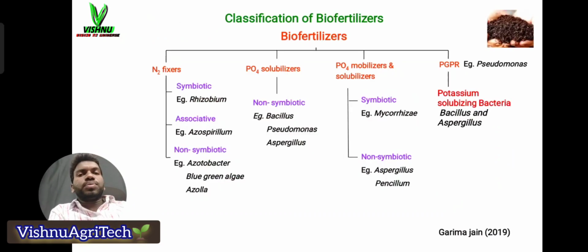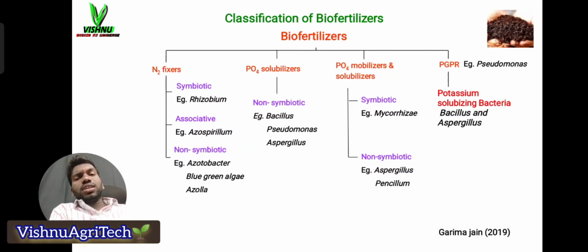And next, classification of biofertilizers. Go through the references; sometimes we will get some more classification. Now we are going to see only 5 or 6 types of biofertilizers. Here: nitrogen fixers, phosphorus solubilizers and phosphate mobilizers, plant growth promoting rhizobacteria, and potassium solubilizing bacteria. And also in this classification: symbiotic, associative, and non-symbiotic.